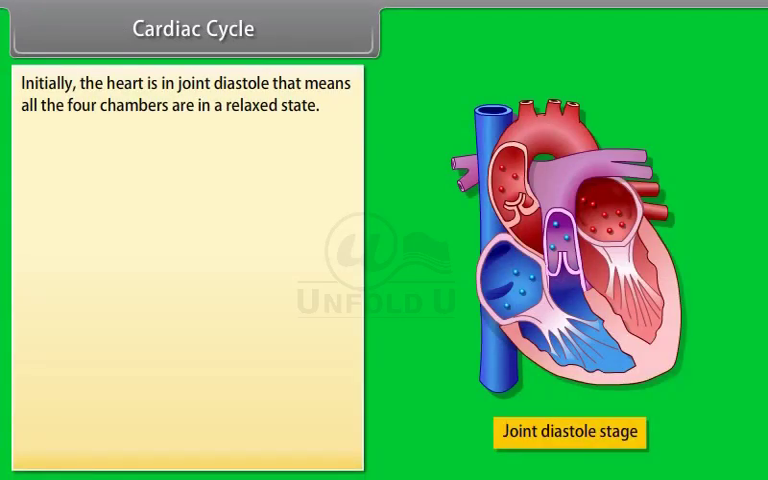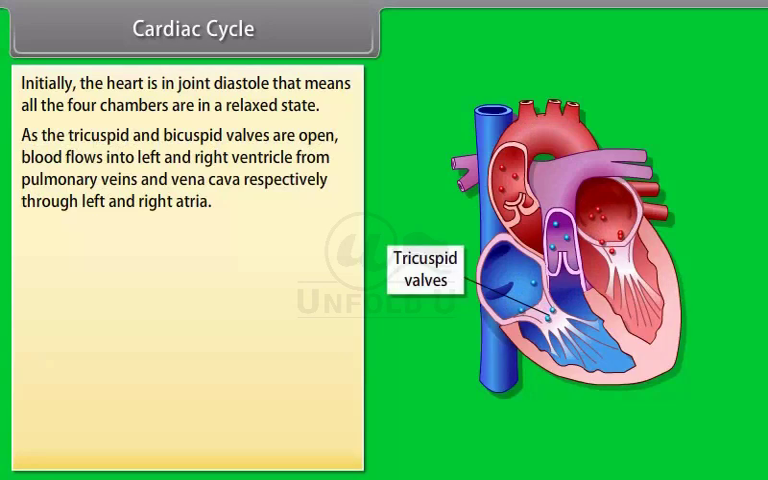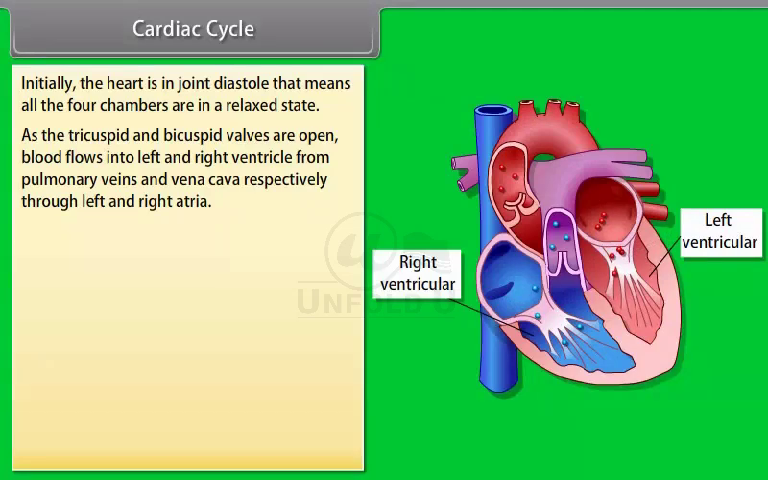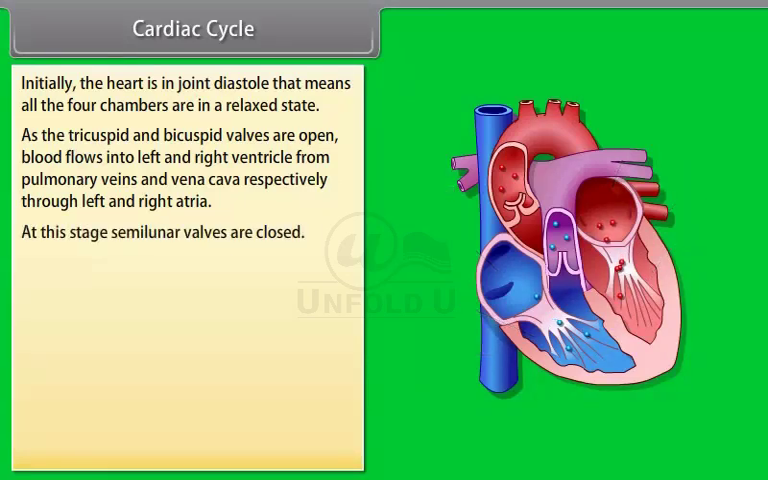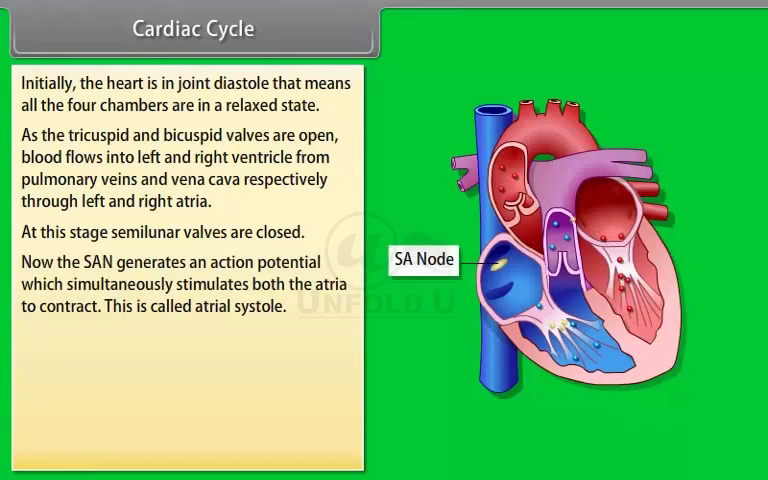Cardiac cycle. Initially, the heart is in joint diastole, that means all the 4 chambers are in a relaxed state. As the tricuspid and bicuspid valves are open, blood flows into the right and left ventricle from the vena cava and pulmonary veins respectively through the right and left atria. At this stage, semilunar valves are closed. Now the SAN generates an action potential which simultaneously stimulates both the atria to contract. This is called atrial systole.